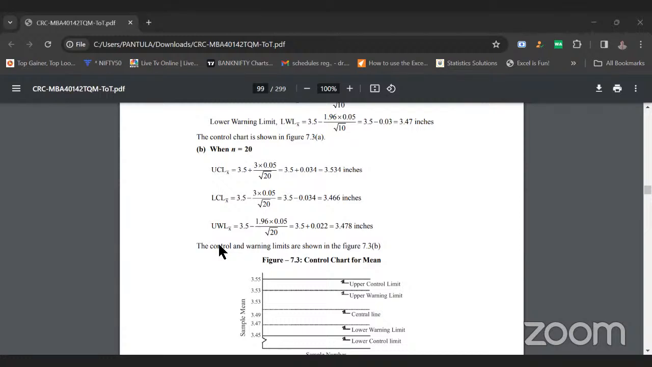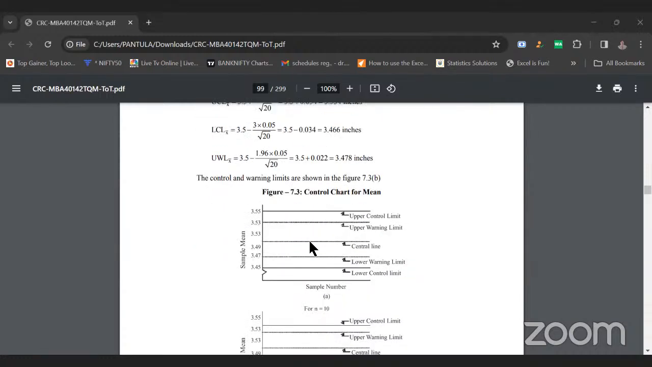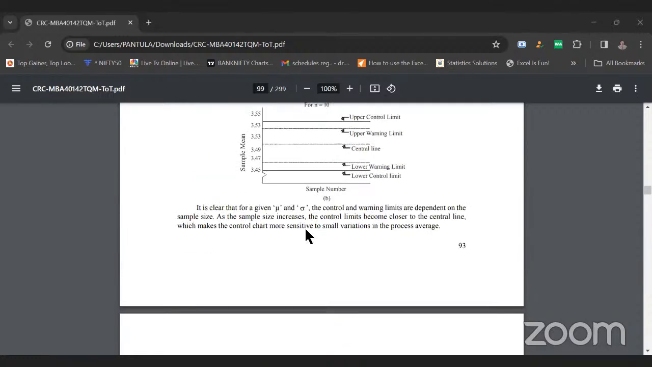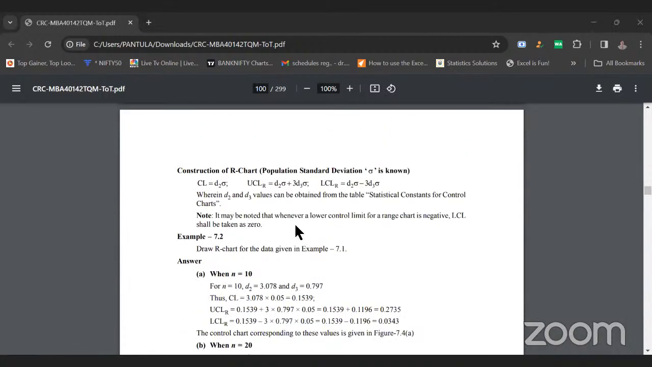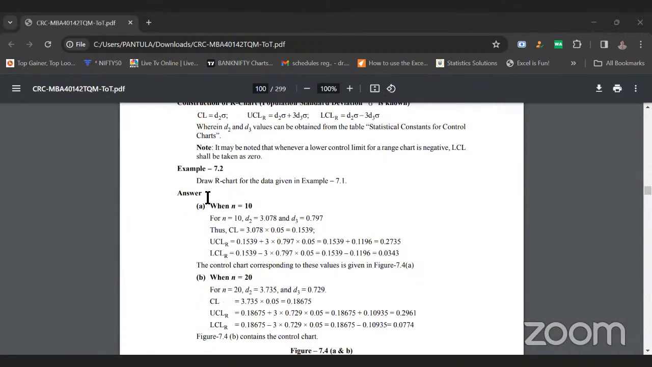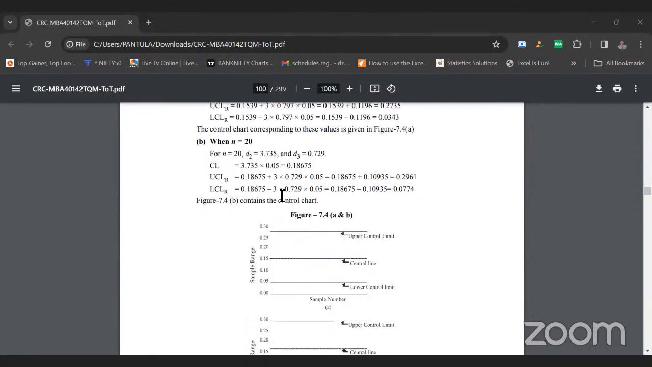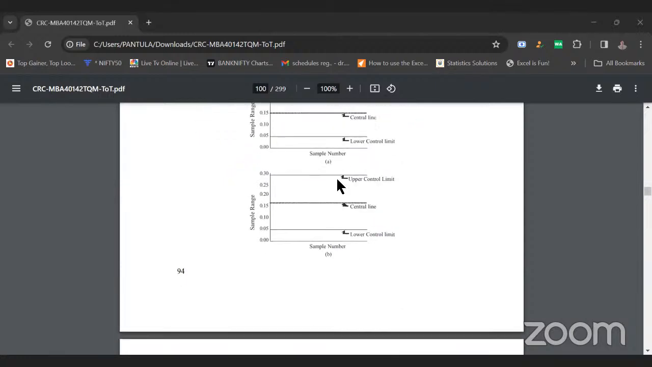We also discussed capital N and small n. Capital N denotes the total population and small n denotes the sample. Based on that we discussed the upper control limit, lower control limit, upper warning limit and central line. We solved a few problems related to this, and we also drew the R bar chart, where sample size n is equal to 10, with D2, D3 and the upper control limit. So we have designed this kind of chart.